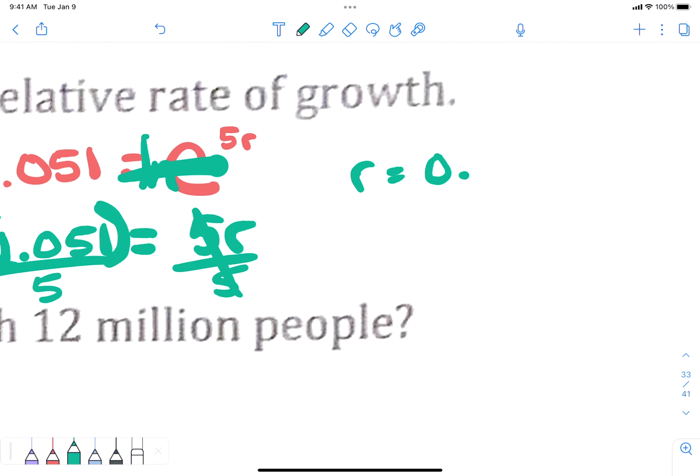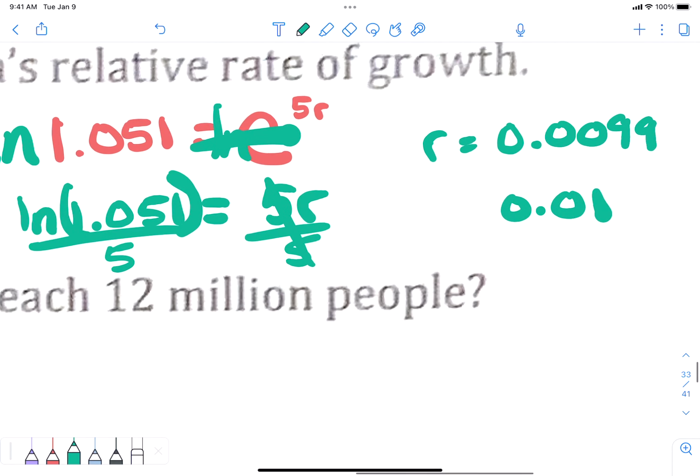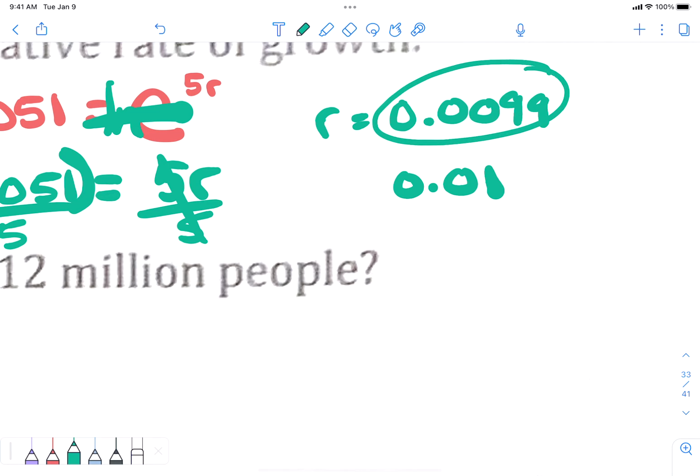Well, let me solve this here. Let's do ln of 1.051 divided by 5. Whoa, I got 0.0099. Wait, doesn't the ln's cross off? 0.01. Yeah, 0.0099. So 0.01, because this will round to 0.01.